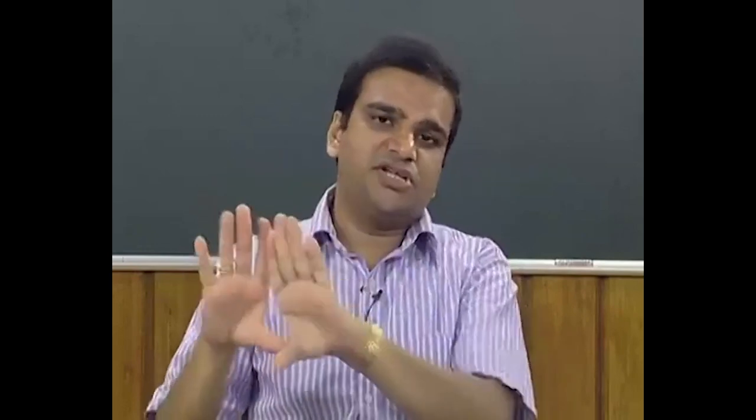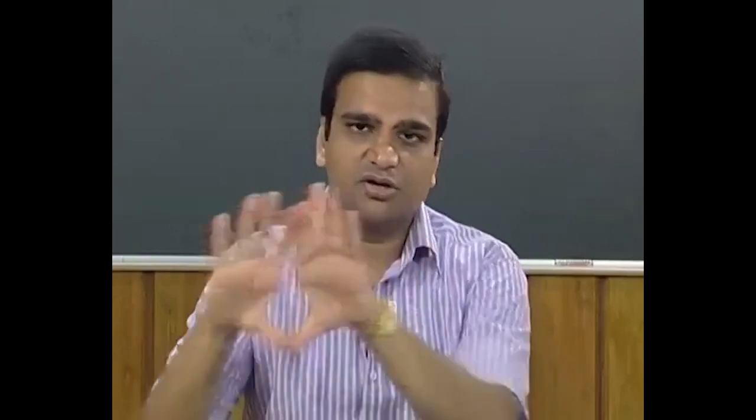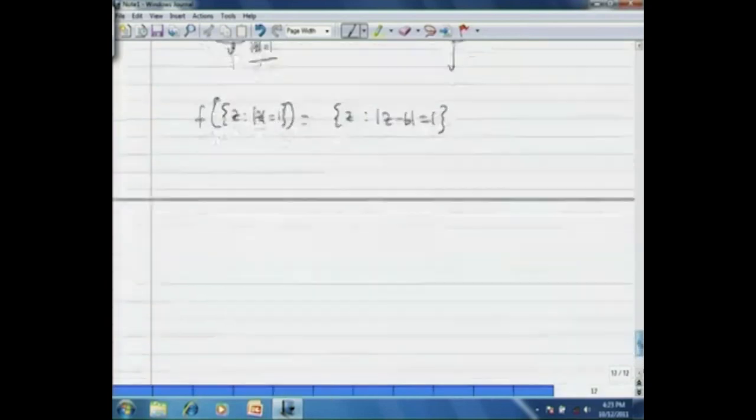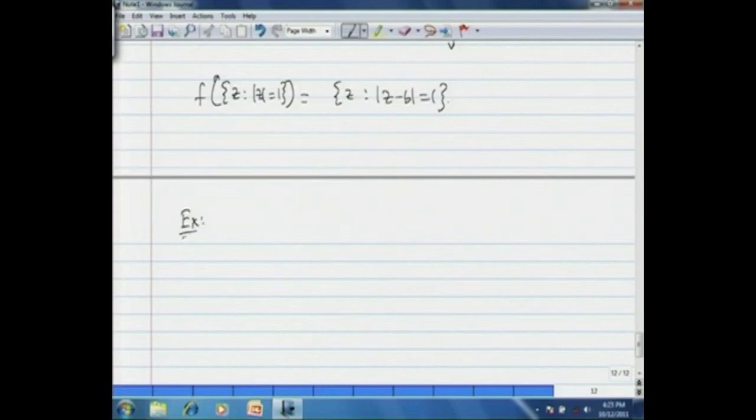So, you can imagine f to be a transformation. It moves any portion in the domain to some portion in the range. So, it is a transformation that way. We will see another example of visualization. Here is an example: f of z equals, let us say, a z, for z belongs to C, where a is a fixed non-zero constant.